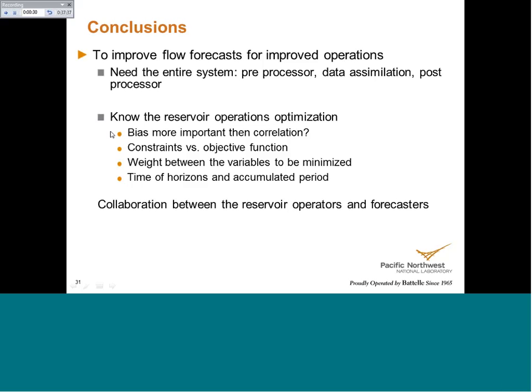So we need to know what is more important: is the bias more important than correlation? And this question is all the more important as we're going to ensemble forecast, where we have a probabilistic product. And there are ways to tune the operating rules so that they can go in steps. We know we have the skill, a good skill in, say, there's a 50% chance that this event is not going to be exceeded, then what will be the appropriate operating rule?